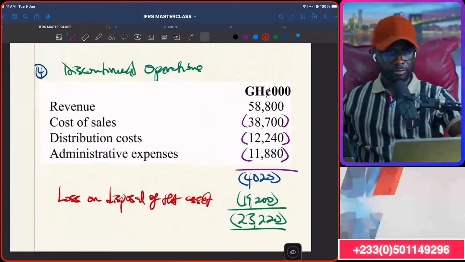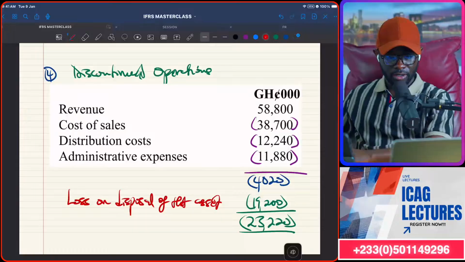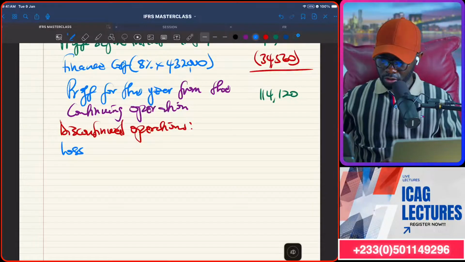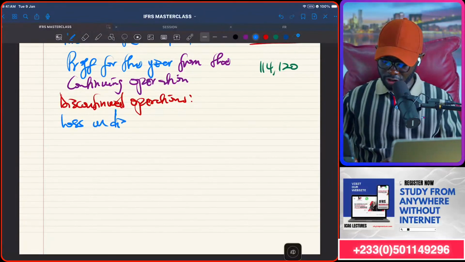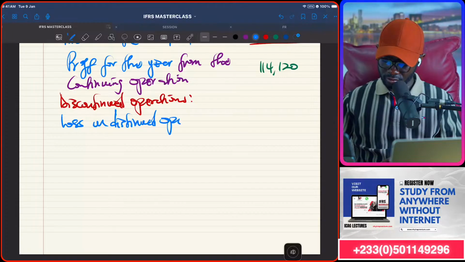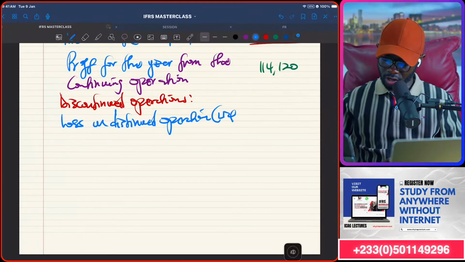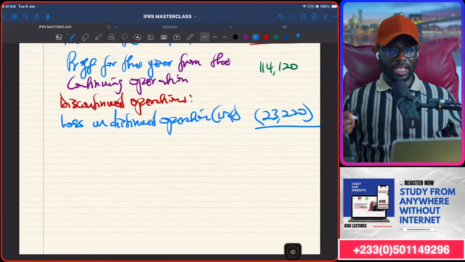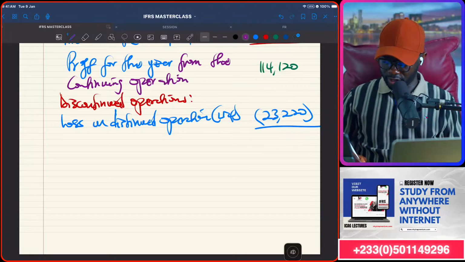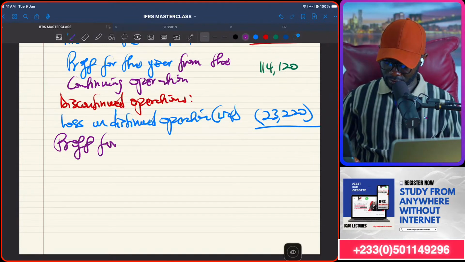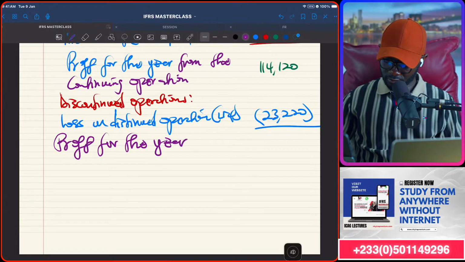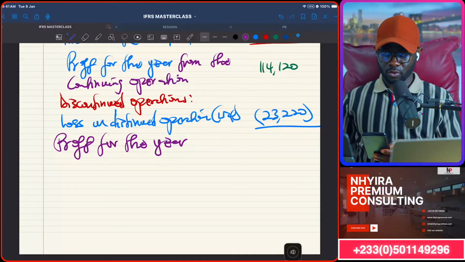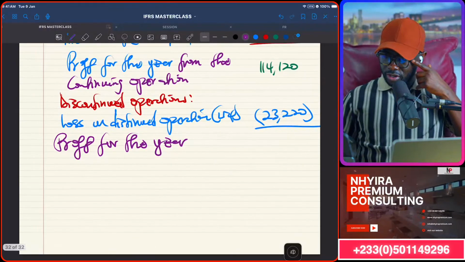Yeah, workings 4. We got a loss of 23,220. So loss on discontinued operation, workings for 23,220, and that gives us the profit for the year. You see the way the picture is, which is 9,900.